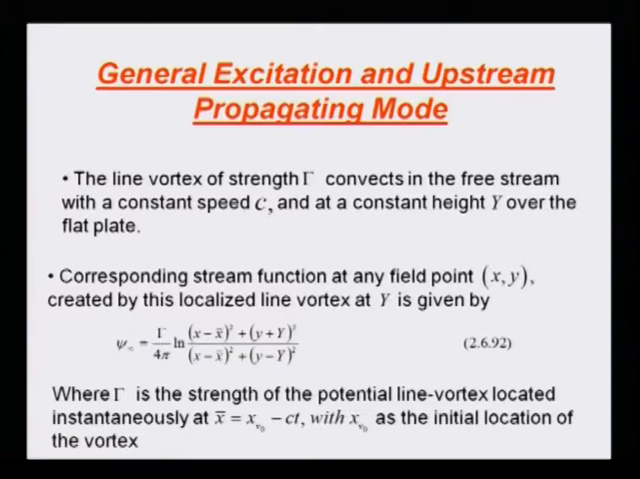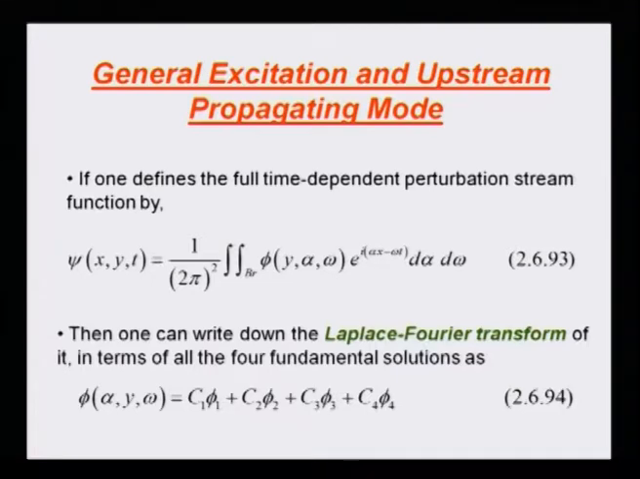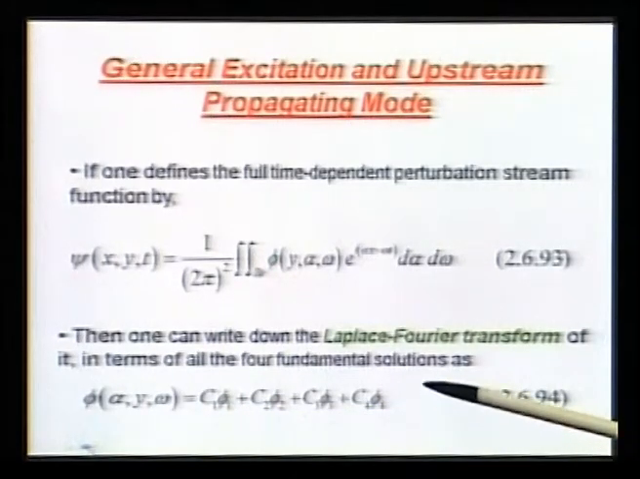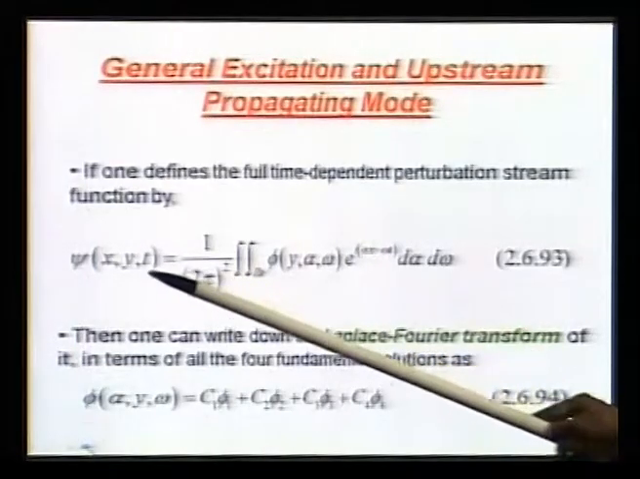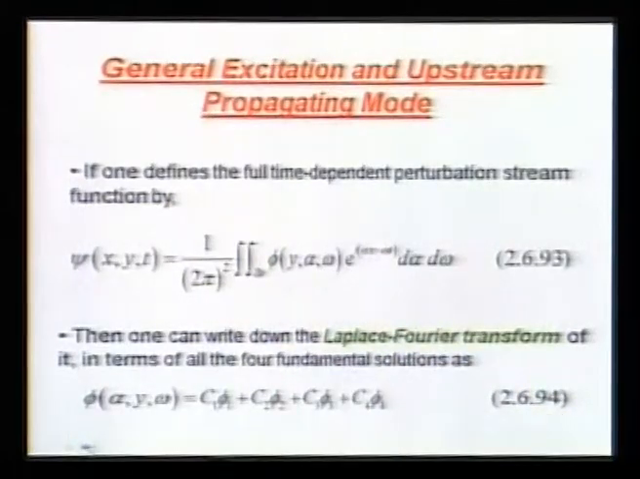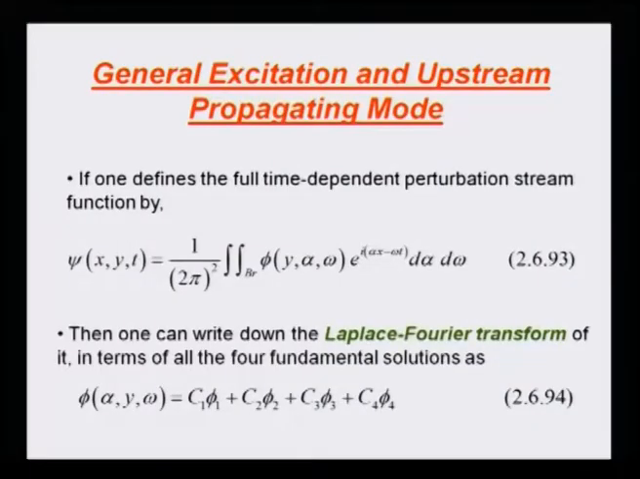Now, if you recall, we have these 4 fundamental modes of the Orr-Sommerfeld equation. Because now you have to satisfy the boundary conditions not only at the wall, but also in the free stream, you will perforce have to keep all these 4 modes with multiplicative constants C1, C2, C3 and C4. This is what we are doing. We are defining the disturbance stream function in terms of its Laplace transform, and those are again split in terms of the 4 fundamental modes.